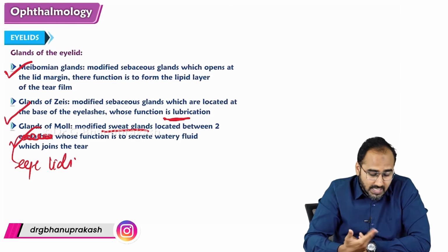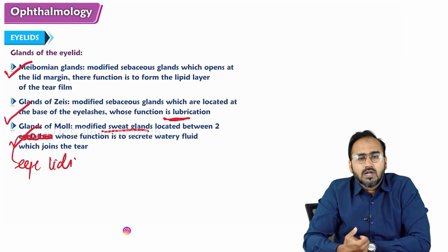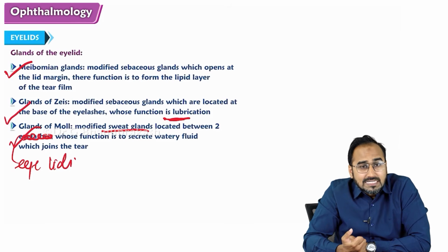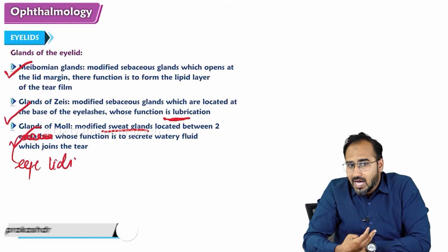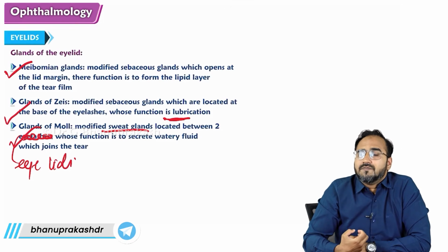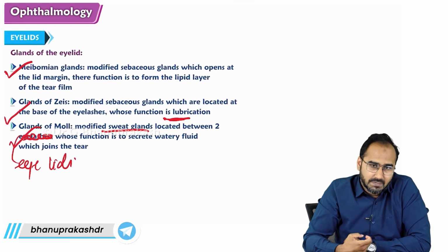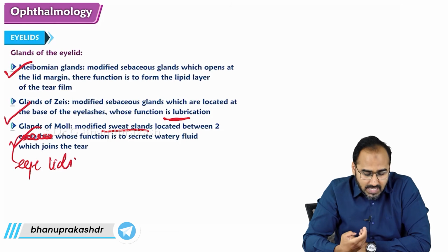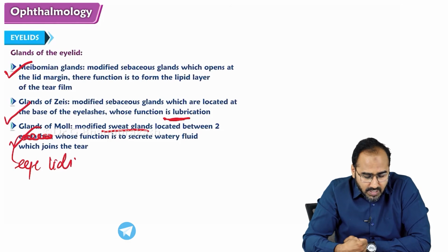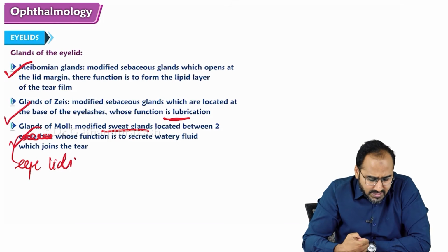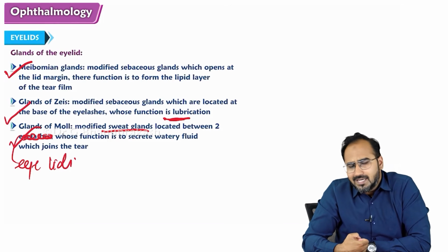So, cut this point. We'll again start with glands of Moll. Where are glands of Moll present, guys? Glands of Moll are modified sebaceous glands present between the two eyelids, at the junction of the two eyelids. The function of these glands is what? They secrete some watery solution which will join the tear.